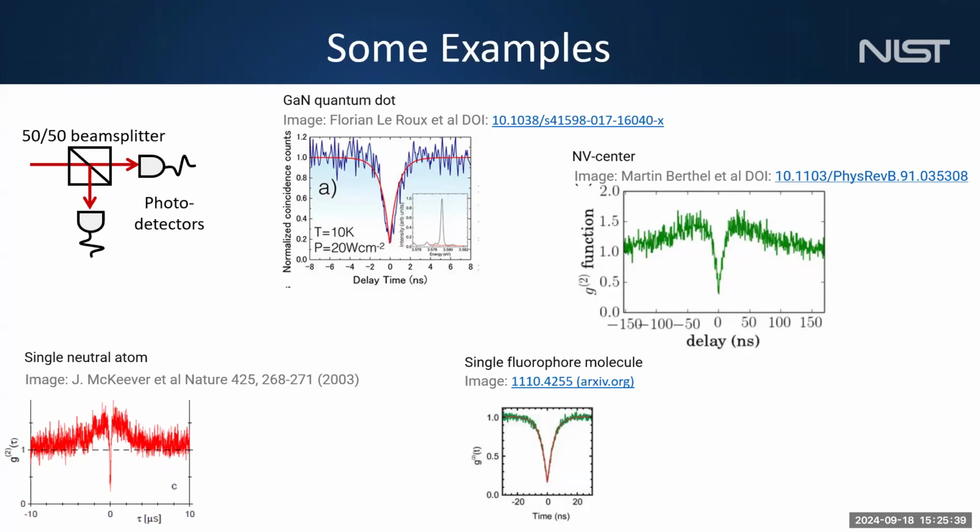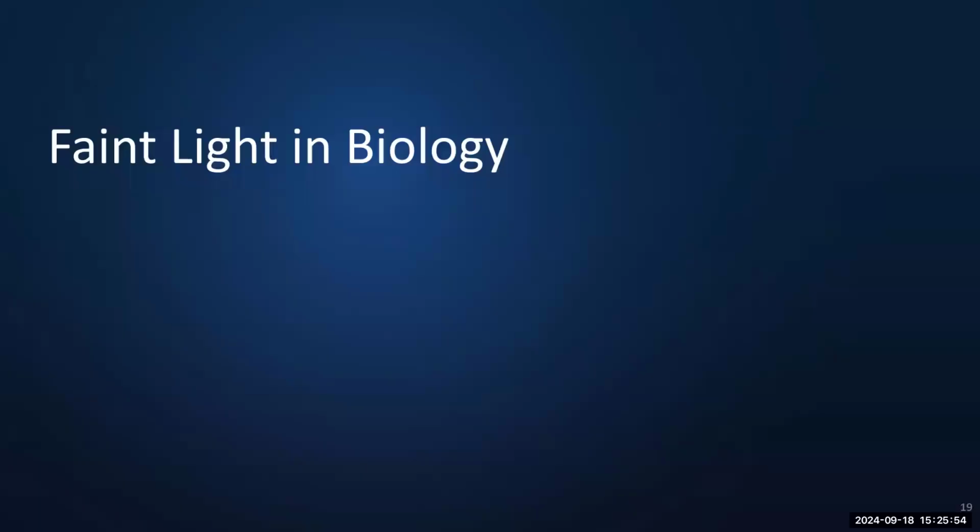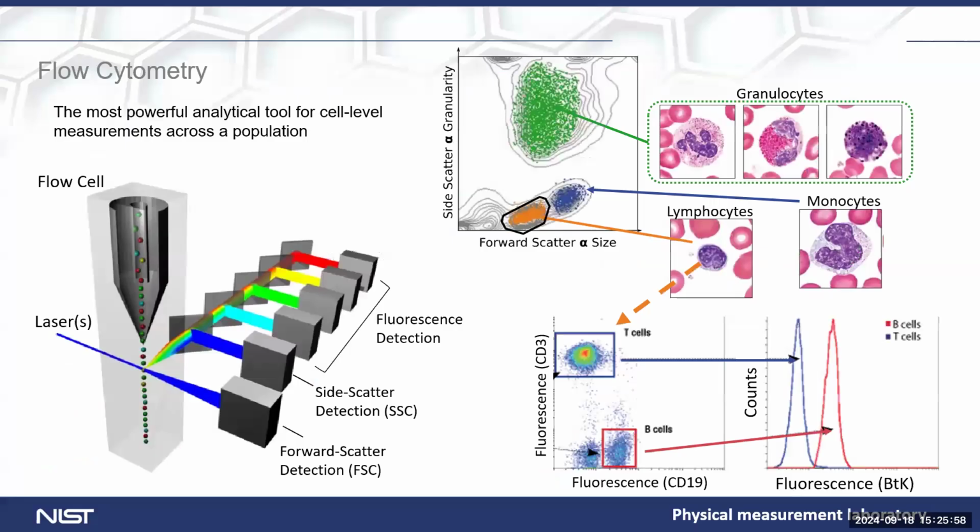You can use them and see that there are single photon sources in your image. And you can, in fact, use the fact that you have single photon sources specifically to enhance the imaging in a quantum way. And we'll talk about that a little later. Which brings me to application of that faint light concepts to biology.